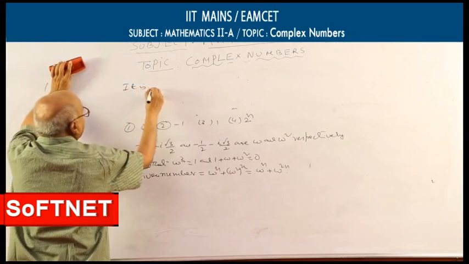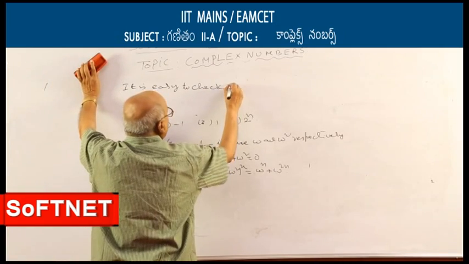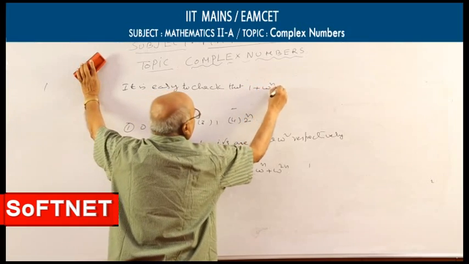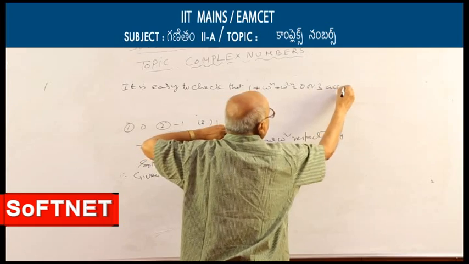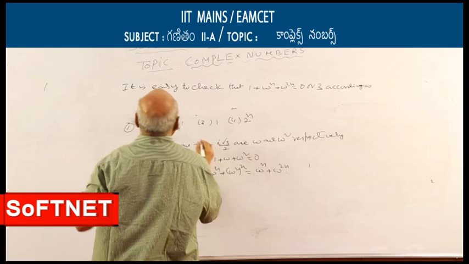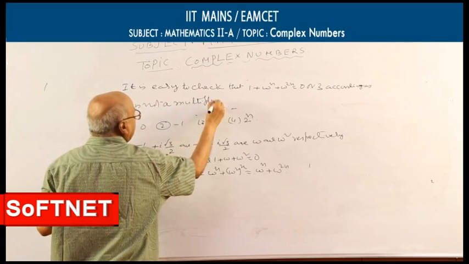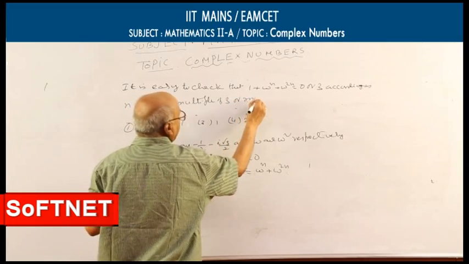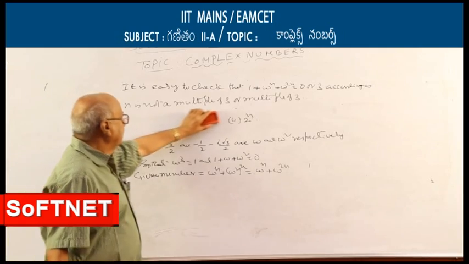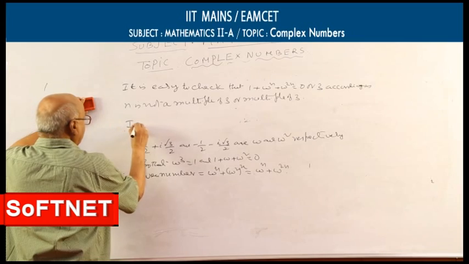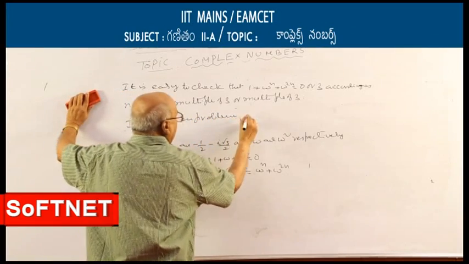Now it is easy to check that 1 plus omega power n plus omega power 2n is equal to 0 or 3 according as n is not a multiple of 3 or a multiple of 3. So therefore, in the given problem, n is not a multiple of 3.